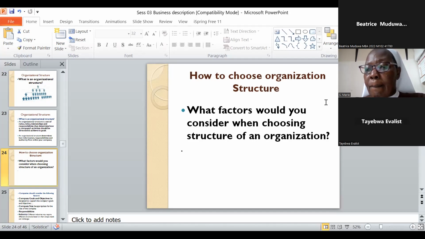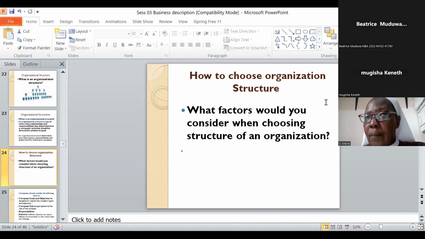Thank you, sister. I think the size of the organization is important when you're considering the structure to use in the organization. What's the first thing you said? The size of the organization. If a company has different branches, they will have a different organizational structure compared to one which has a small business. I agree with you. Thank you very much.